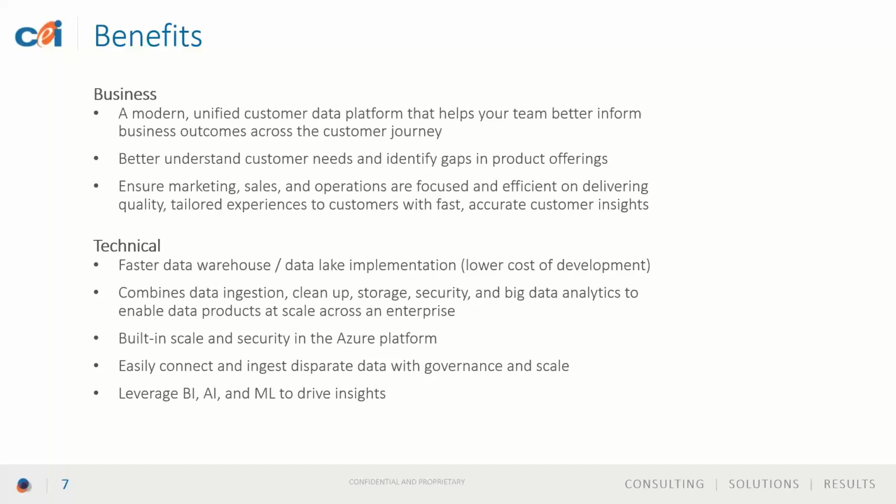So the business benefits to us as providers, to our customers, is helping us really drive better business outcomes across that customer journey. What we don't want is customers who are trying to find us or interact with us and then not being there. We want to know ahead of time, and oftentimes knowing ahead of time, we might find gaps in our product offerings, right?